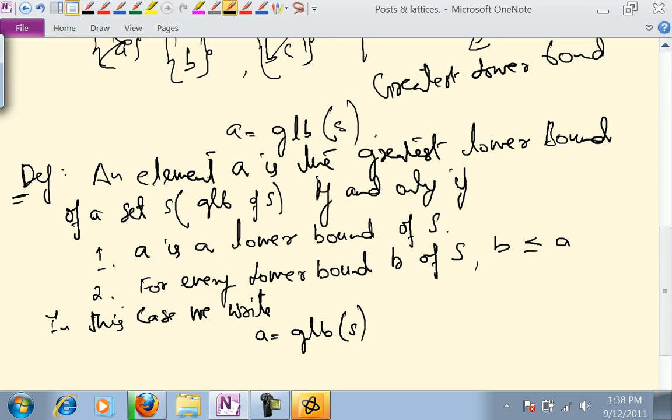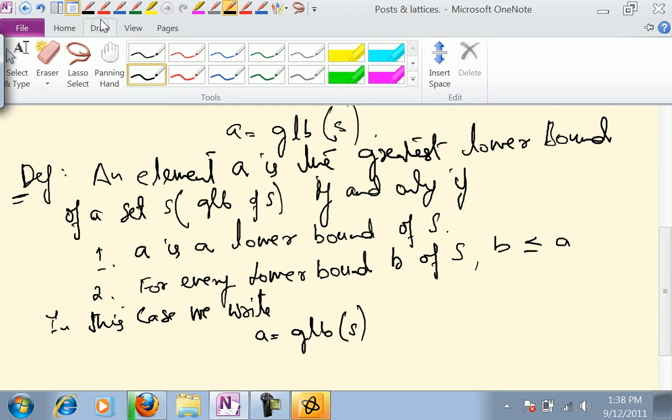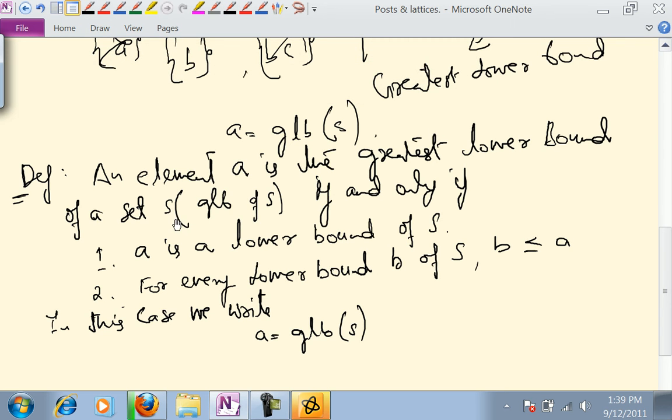So what we are talking about is an element A that is the greatest lower bound. If we talk of some element A, which is the greatest lower bound of a set, we say that A is a GLB of S if and only if these two conditions are satisfied. First, A should be a lower bound of S. It should belong among the lower bounds.